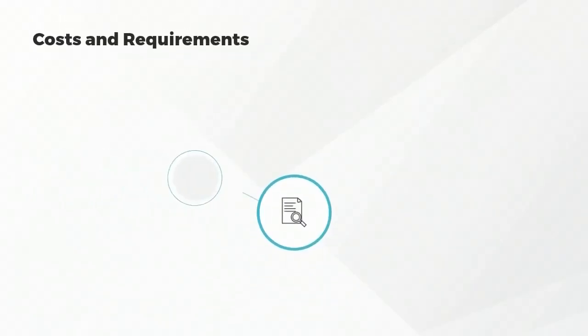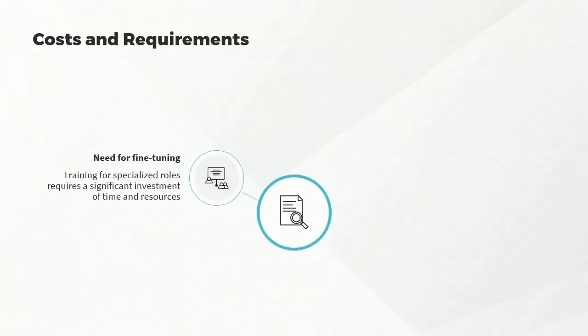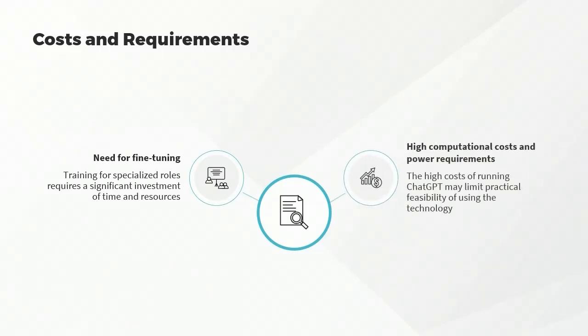To obtain the best results, ChatGPT needs to be fine-tuned. While it's a versatile tool to fulfill specialized roles or functions, the model must be trained with context-specific data and prompts. However, this training is a complicated process and may require a significant investment of time and resources. The computational costs and power requirements of running ChatGPT are relatively high too, and high demand for the service occasionally slows its response times. Together, these factors may limit the practical feasibility of using the technology.